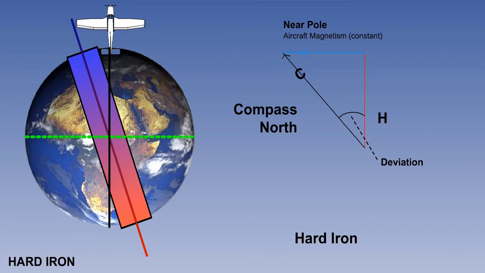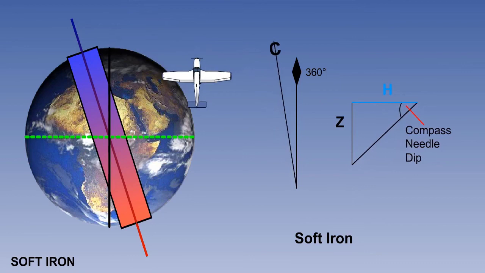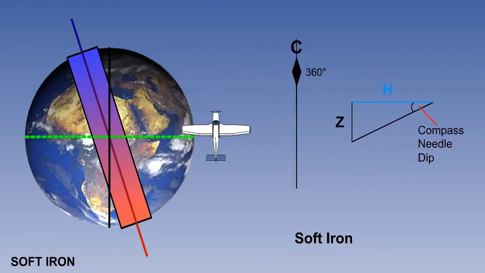Let's look at soft iron now. We know that in soft iron, magnetism will be induced when there is an external magnetic force present. This includes the Earth's magnetic field, and in particular, the effect of the vertical or Z component of the Earth's magnetic field on the aircraft magnetism. As we know, the Z component will decrease and the H component will increase towards the magnetic equator.